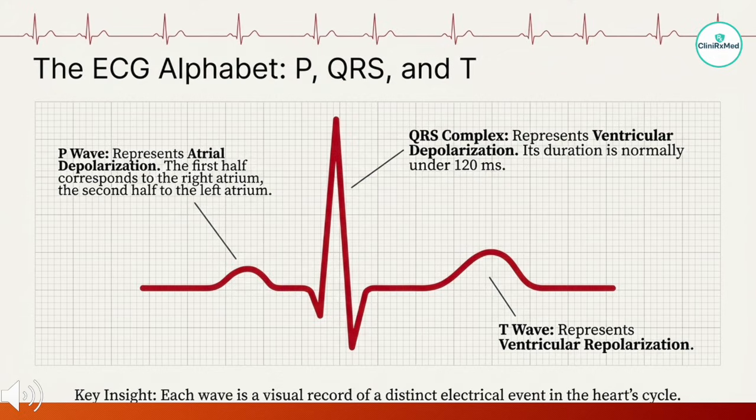Every ECG has an alphabet. The P wave represents atrial depolarization. The QRS complex represents ventricular depolarization and should normally last under 120 milliseconds. Finally, the T wave represents ventricular repolarization.